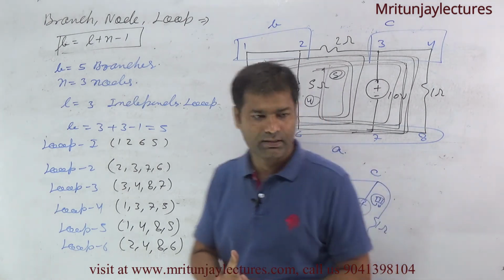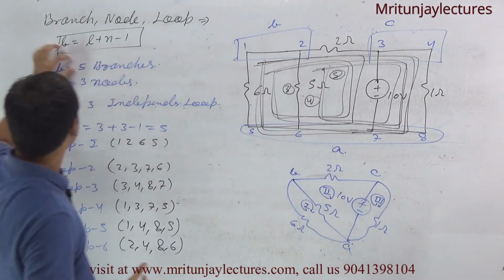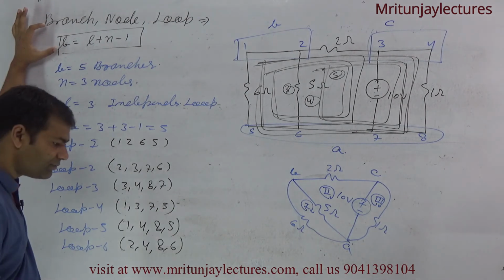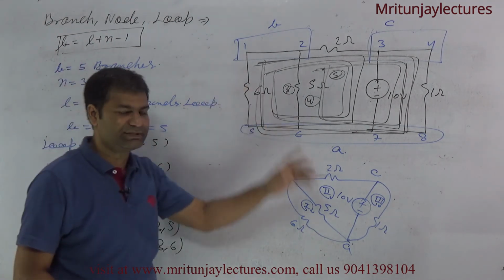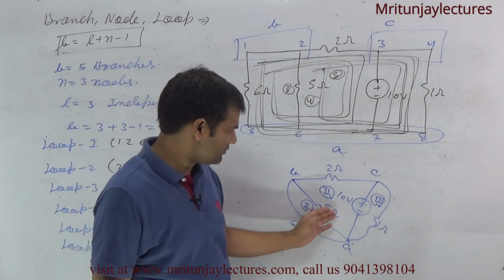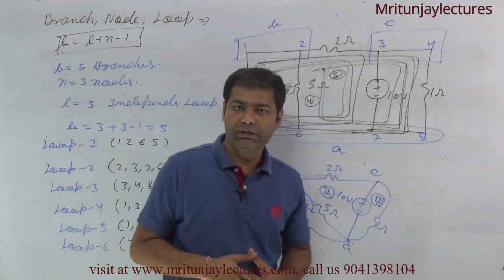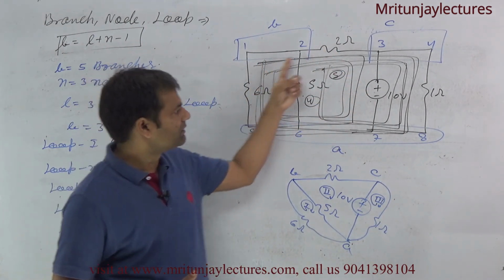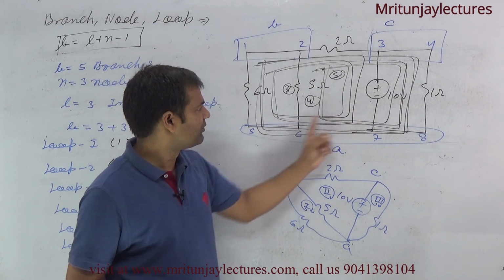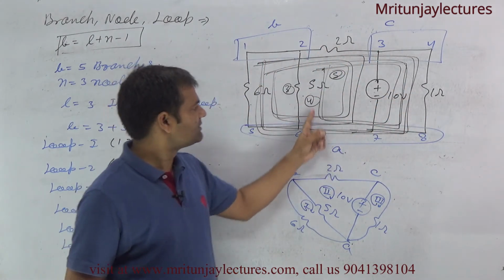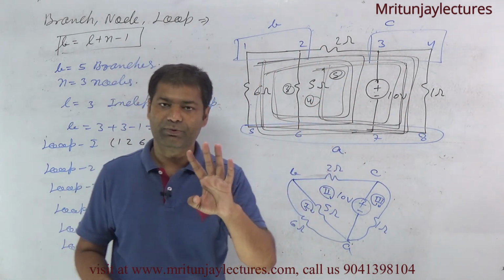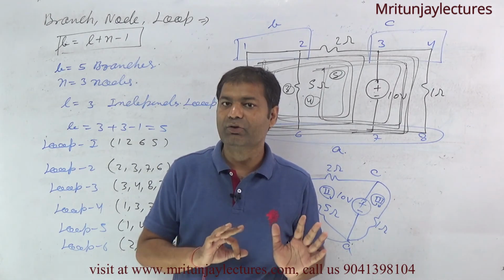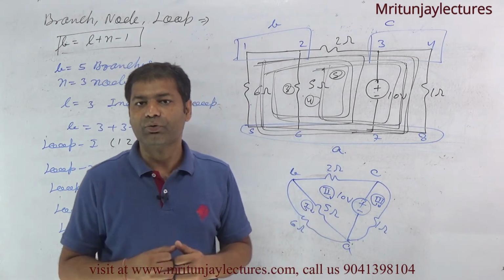Okay, this formula is valid only for branches and nodes. But to determine how many loops are possible, go to the basics like this one, 1 2 3. After that make super loops by this one. So this one is 4, this one is 5, and this one is 6. So 6 loops are possible here: 3 independent loops and 3 dependent loops, or you can say super loops. Clear?